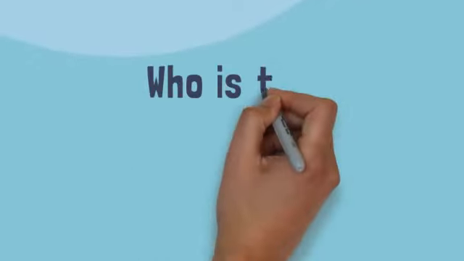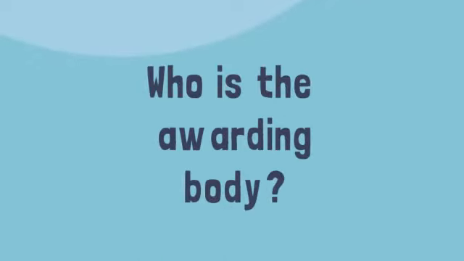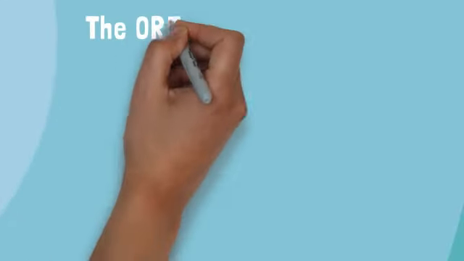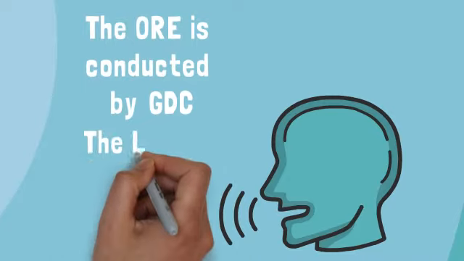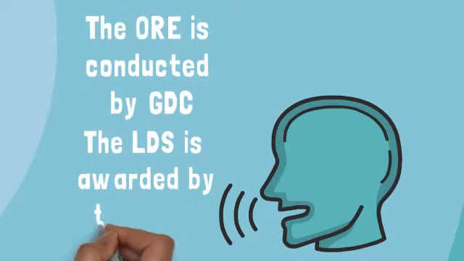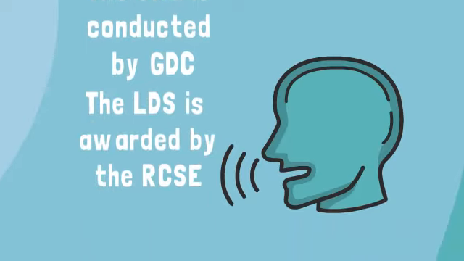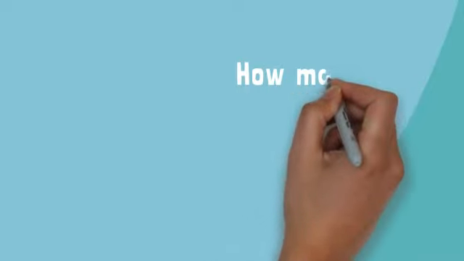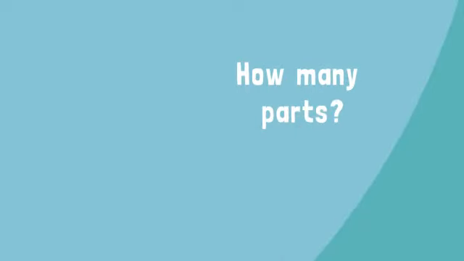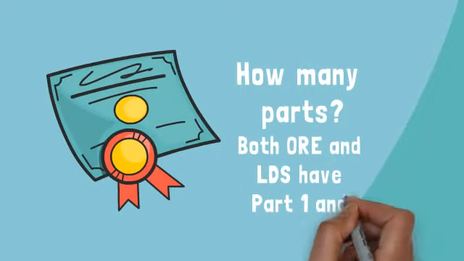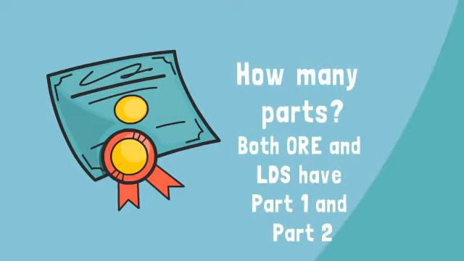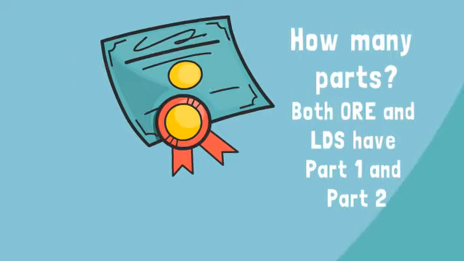So let's get cracking. So who's the awarding body for the examinations? The ORE is conducted by the GDC. The LDS, which is the Licence in Dental Surgery, is conducted by the Royal College of Surgeons of England. How many parts does it comprise of? Well, both the ORE and the LDS comprise of two parts, so part 1 and part 2. Part 1 is a theory-based exam and part 2 is a practical-based exam.